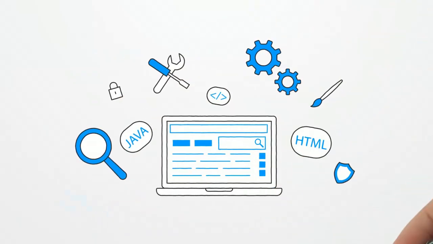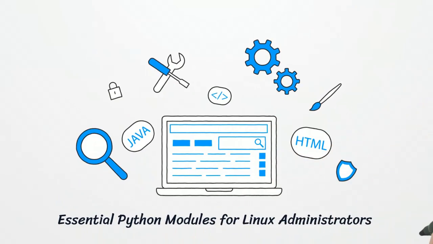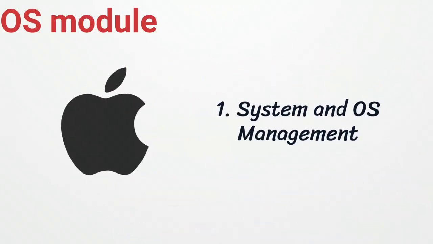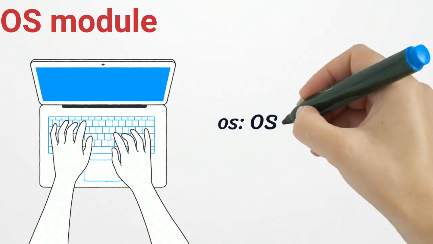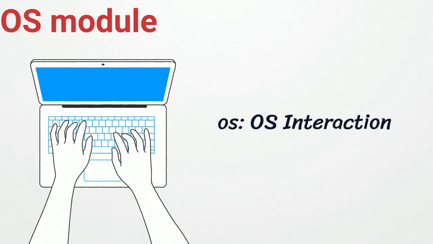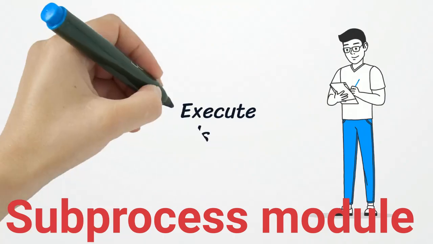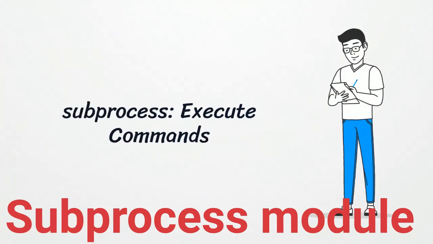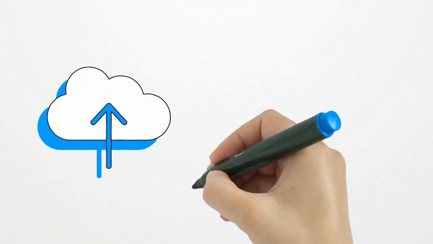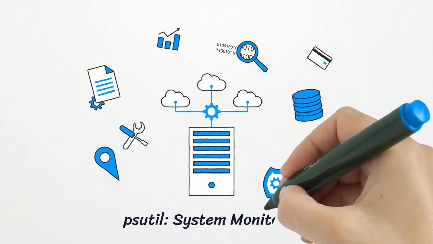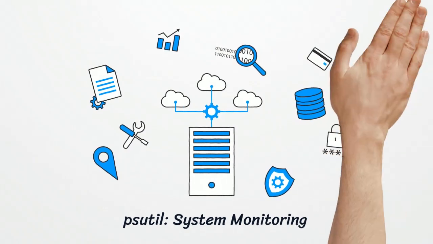Python modules that every Linux administrator should know for day-to-day automation tasks. One, system and OS management. OS, for interacting with the operating system, e.g. file directory manipulation, environment variables. Subprocess, to execute system commands and capture their output. Shutil for advanced file operations, e.g. copying, moving, archiving. Psutil to monitor and manage system processes, CPU, memory, disk, and network usage.